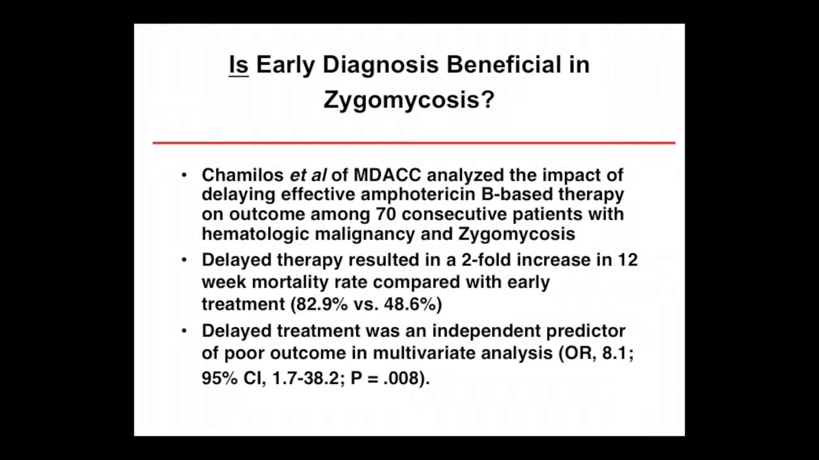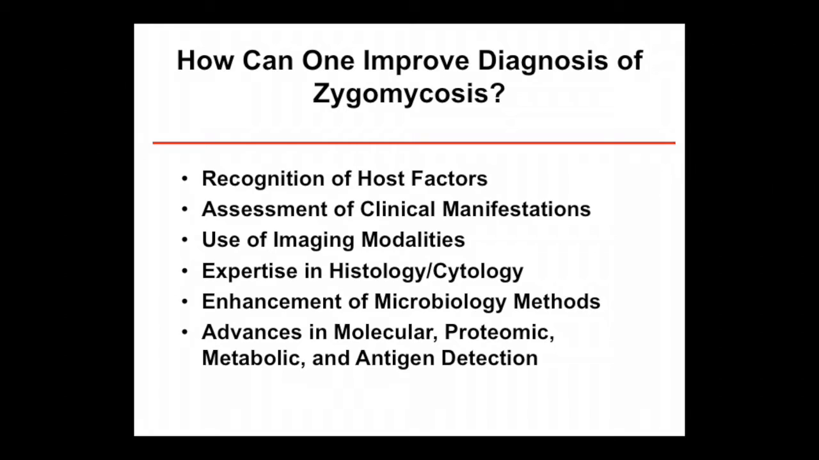and delayed treatment was an independent factor for poor outcome. So how can we improve? Well, we recognize host factors, of course, assessment of clinical manifestations. We can use imaging modalities. We can train our colleagues with expertise in histology, cytology. We can enhance microbiologic methods, and we're seeking to pursue advances in molecular, proteomic, metabolic, and antigenic detection.